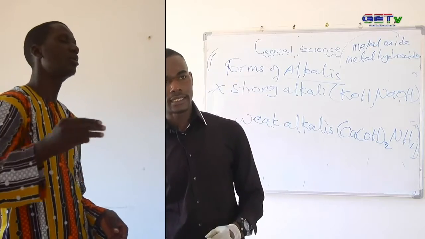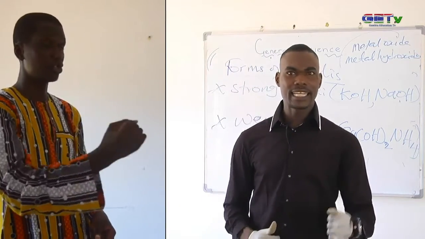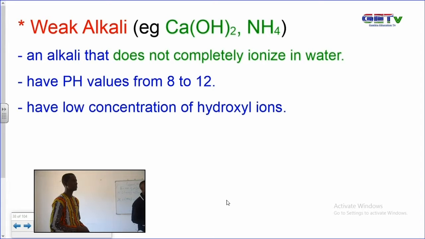Please, don't forget that. Another point about the weak alkali is what? They have low concentration of hydroxide ions. They don't have too much hydroxide ions in their solution. That means low concentration of hydroxide ions, weak alkalis. So try to remember these points about strong alkali and weak alkali. I go over them as quickly as possible.